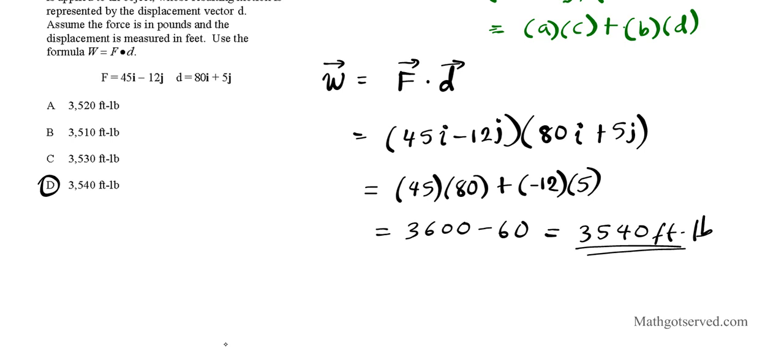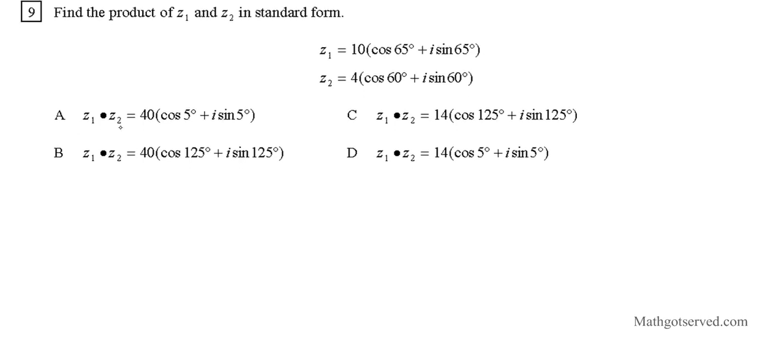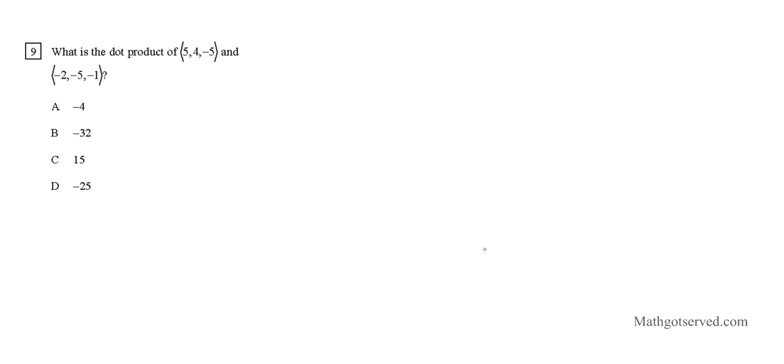All right, let's move on to question number 9. Question 9 says, find the dot product of Z1 and Z2 in standard form. So we have two vectors written in polar form, and we're asked to find the product of these two numbers. Okay, I kind of got it mixed up. This is the correct number 9. So let's do this one instead.